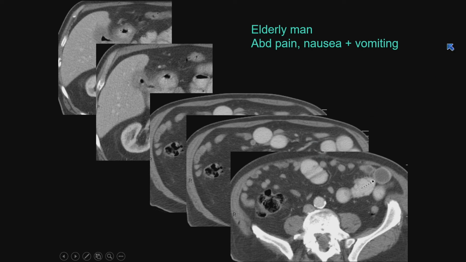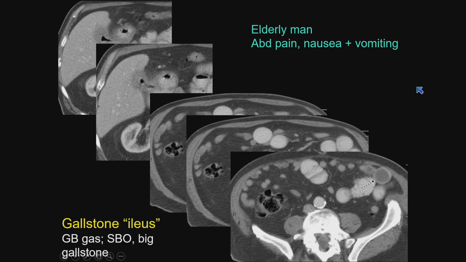and the bowel obstruction. Rigler described that in the pre-CT era, which is pretty amazing to me since it's rare for me to be able to recognize Rigler's triad on the plain films themselves, although it's a pretty easy CT diagnosis in most cases.